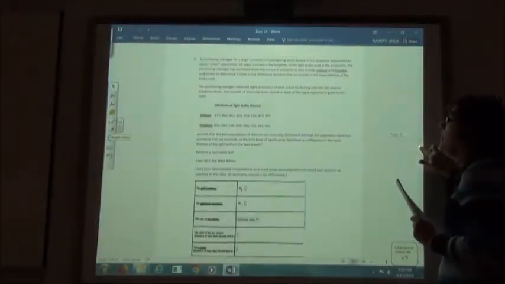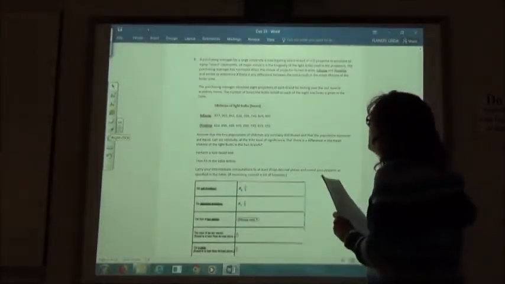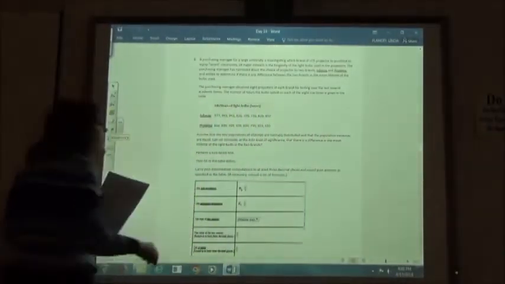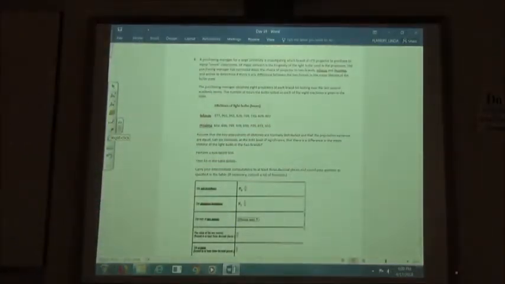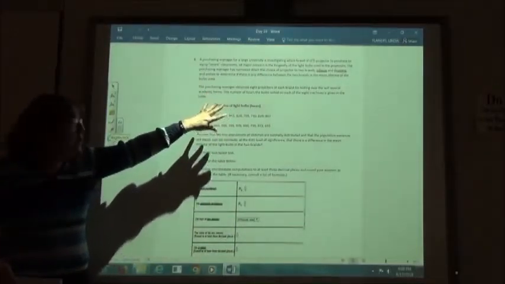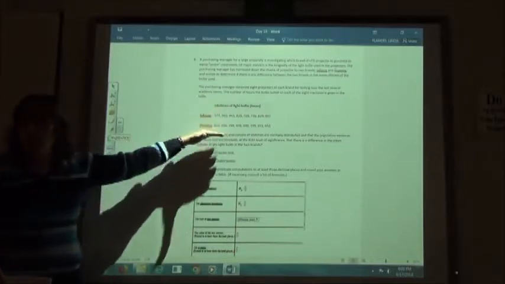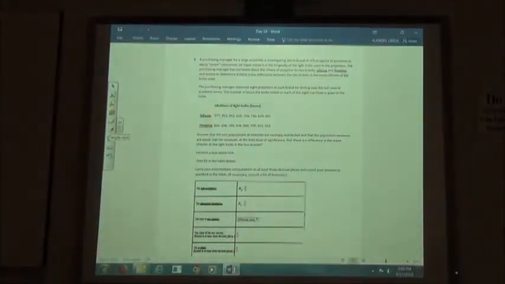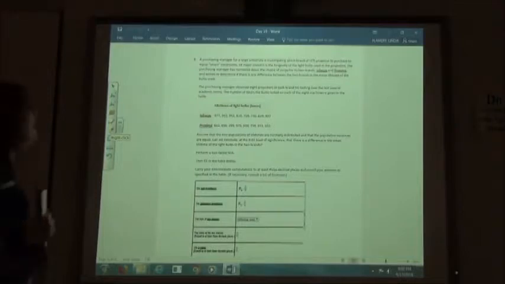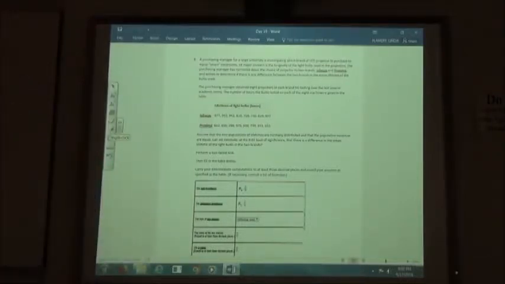All right, number 8. Basically this is the same kind of thing here, but we've got our lifetime of light bulbs in hours in a table. So again on this one, because we need the mean and we need the standard deviation, we're just going to use our calculator and do list 1 and list 2 and find those calculations. So you two in the front want to do list 1 and you two in the back want to do list 2.